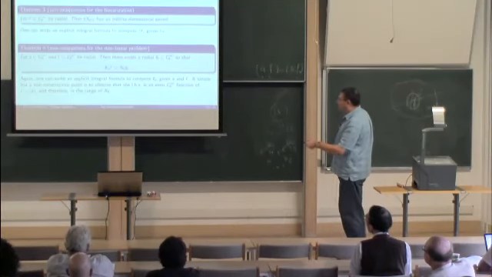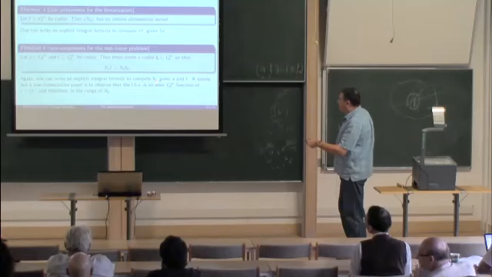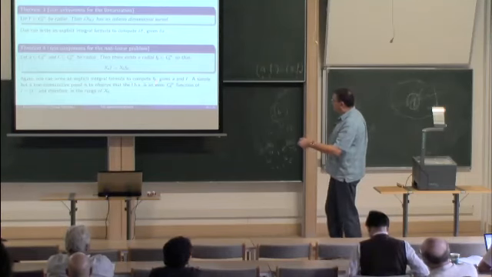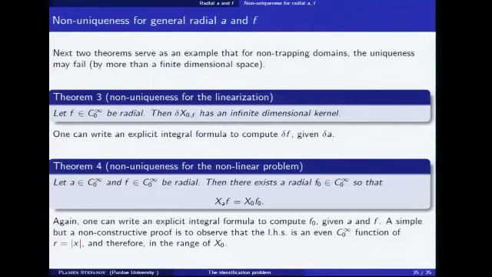Okay, this is the last slide. And you can write an explicit formula to compute F0 if you know A and F. And okay, again, this shows that the non-trapping condition is important. So I'm not saying it's if and only if, but at least in that case, if it's trapping, then you lose uniqueness with an infinite dimensional kernel. Okay, that's the end of my talk.